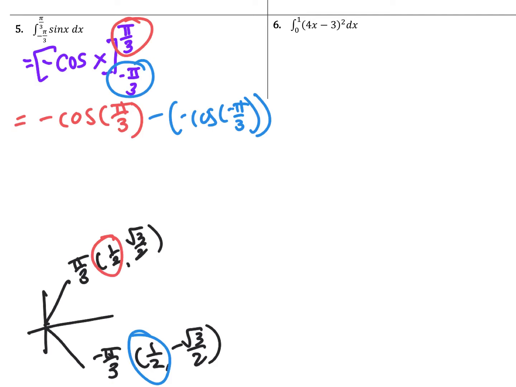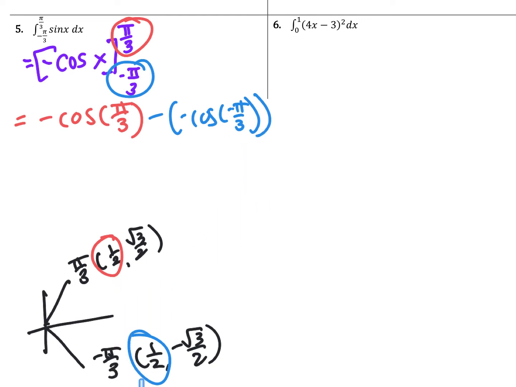So hopefully you've had some time to work through number 5. The antiderivative of sine of x is negative cosine of x. We're going to evaluate that from negative pi over 3 to pi over 3. So I'm looking at negative cosine of pi over 3 when I plug in the upper bound, minus negative cosine of negative pi over 3.